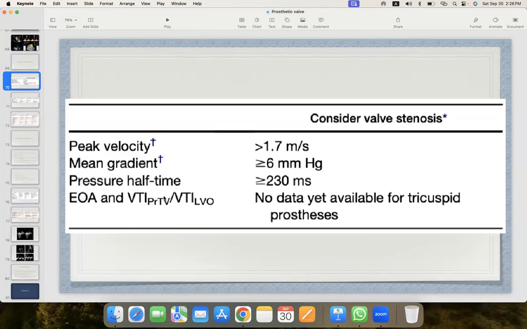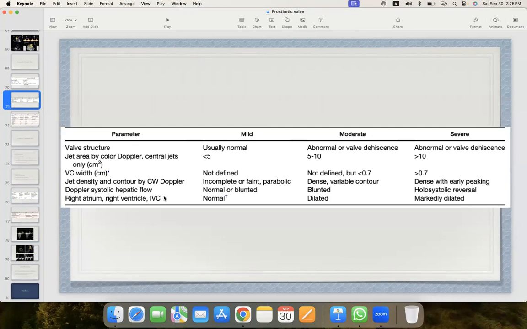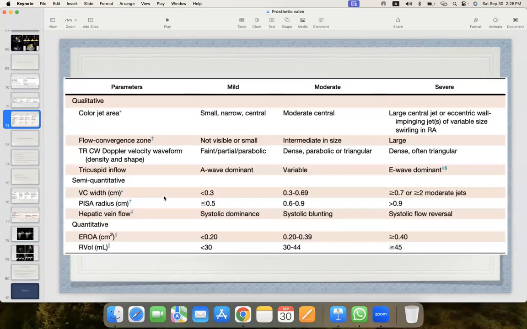any degeneration of the valve, and then if the patient is symptomatic, of course, that will be an indication for intervention. On the other hand, in terms of the tricuspid regurg, we can use multiple criteria. I would say this will be better.